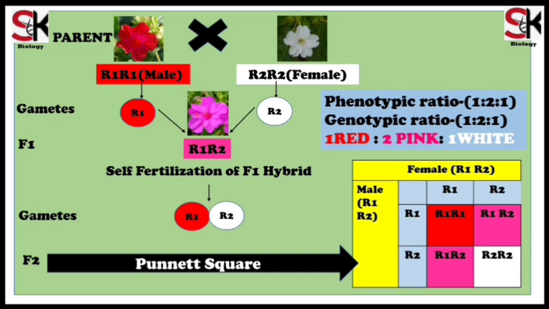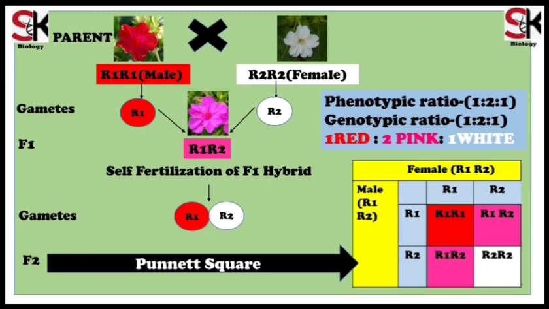This ratio is different from Mendel's standard phenotypic ratio for a monohybrid cross, which is 3:1. This deviation is because of non-Mendelian inheritance. The genotypic ratio for incomplete dominance is the same as the phenotypic ratio, that is 1:2:1.